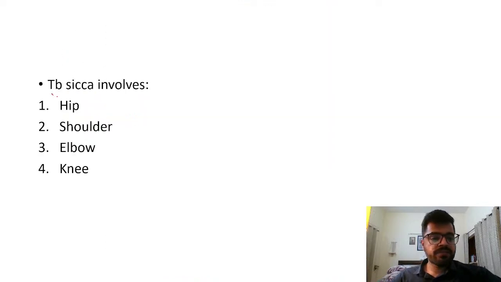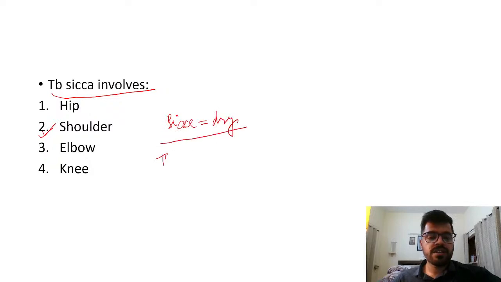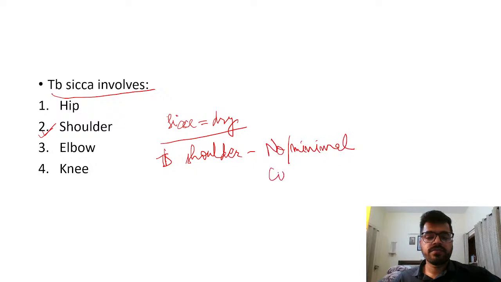TB sicca involves which joint? Hip, shoulder, elbow, or knee? So the answer here is shoulder. Sicca means dry. So we see that in TB of shoulder, there is no or minimal collection. So it is called TB sicca.